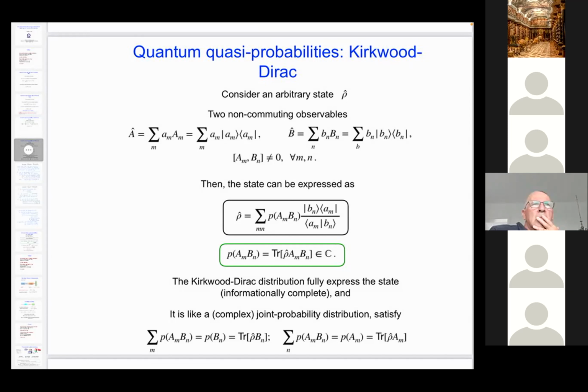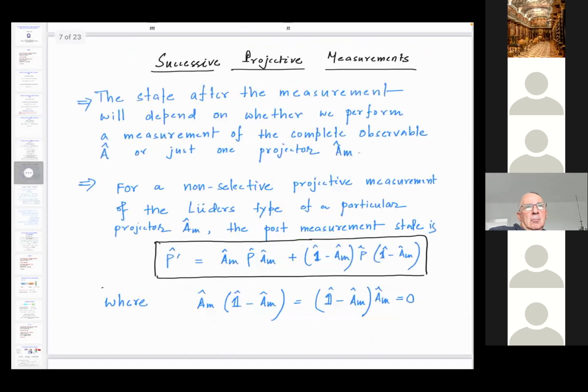So far, what I considered were only the individual projectors of the non-commuting observables, and this expresses the density matrix in terms of the Kirkwood quasi-probability distribution. In the green box, you can see the form of this Kirkwood quasi-probability distribution. This is just a slight description of how this Kirkwood-Dirac quasi-probability distribution can be realized with successive projective measurements, right? So now you can see what the successive projective measurements are.